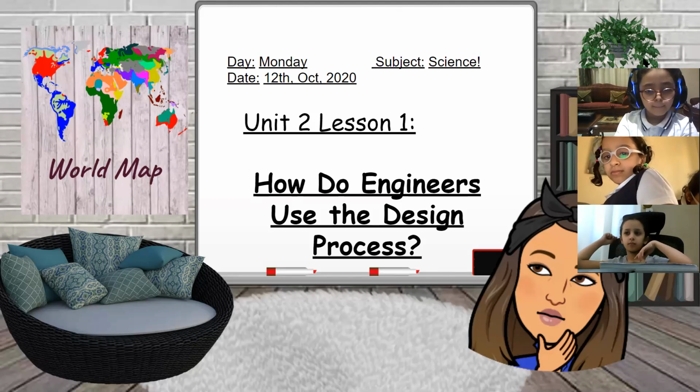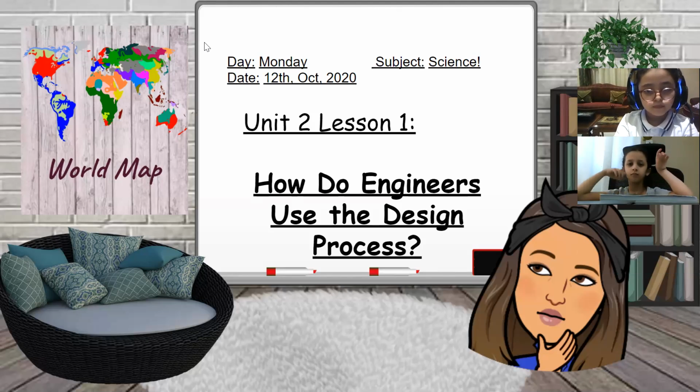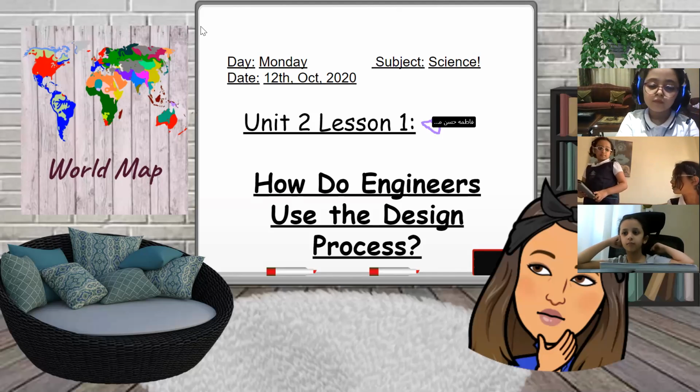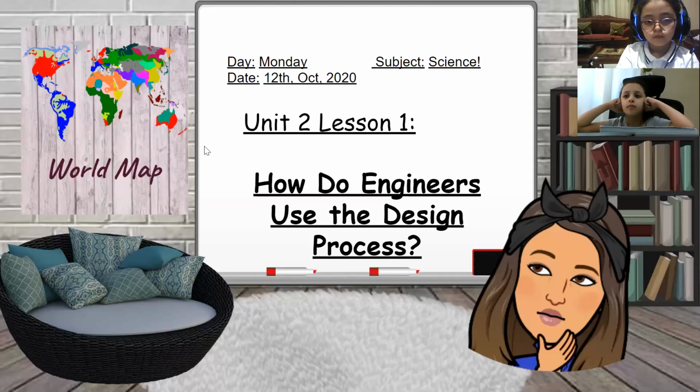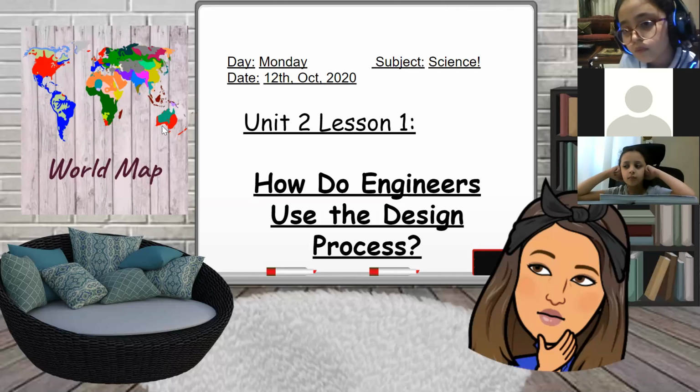We are studying science, and today we are going to complete how do engineers use the design process. Okay, what do I mean by the design process? Engineers, why do they use the design process? Do they use it to make problems or to solve them? What do you think, Yadana?